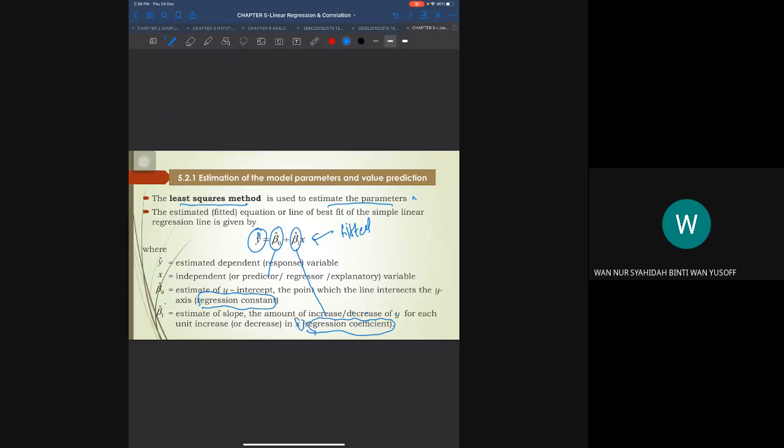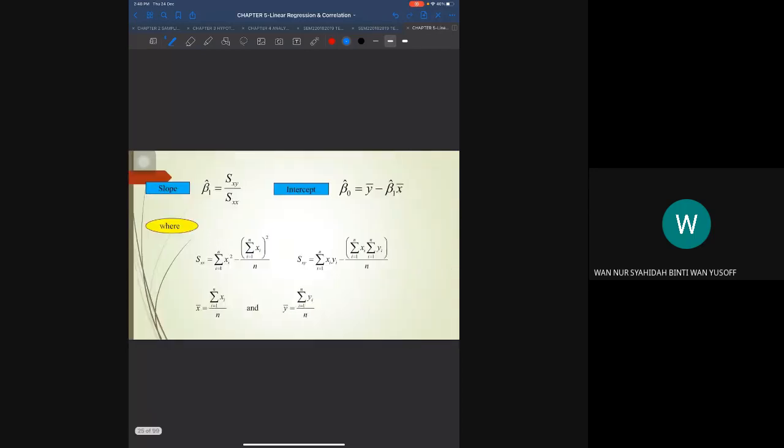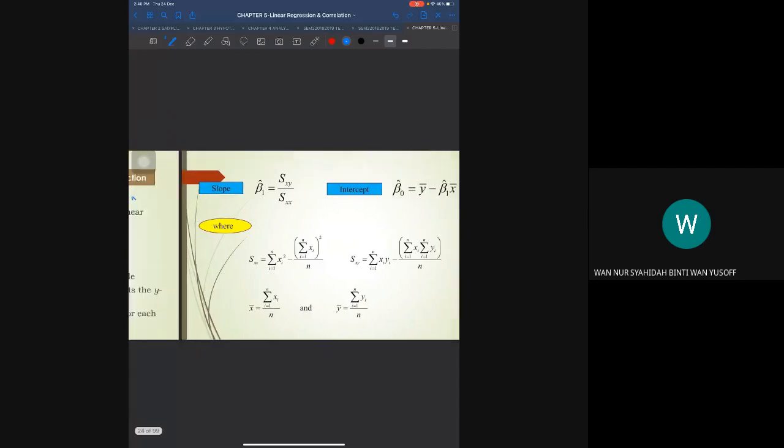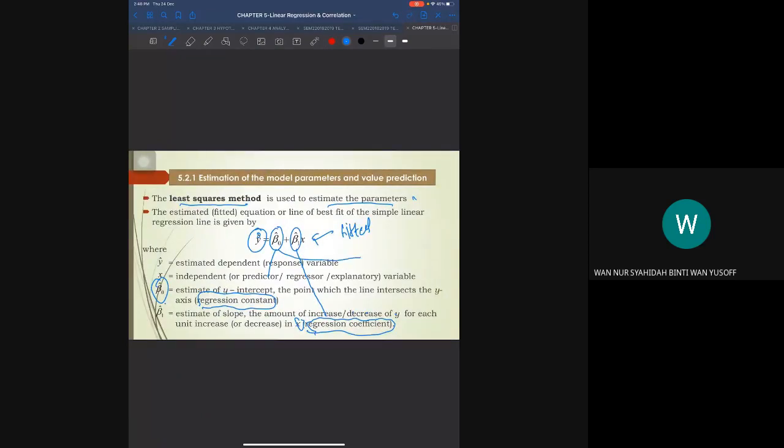Beta note, other than telling us at what point our regression line intersects the y-axis, also tells us how much y is when x equals 0. So this is how we calculate the beta 1 cap and beta note cap. Before I forget, these two are the parameters. So when we say estimate the parameters for the simple linear regression, you have to know it is about beta 1 cap and also beta note cap.